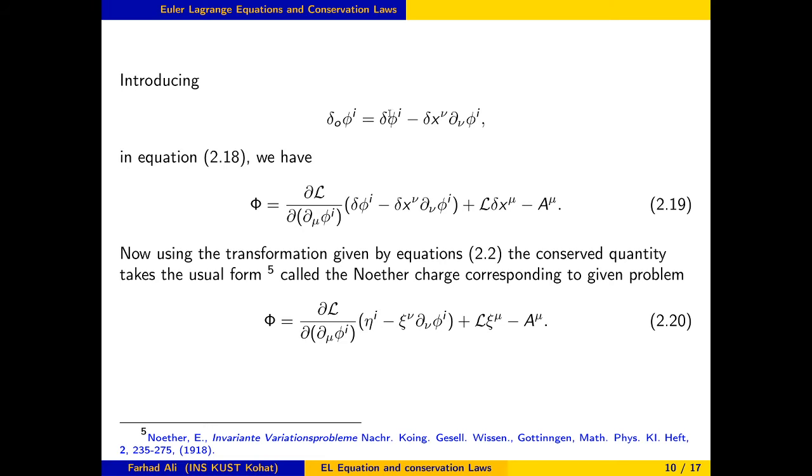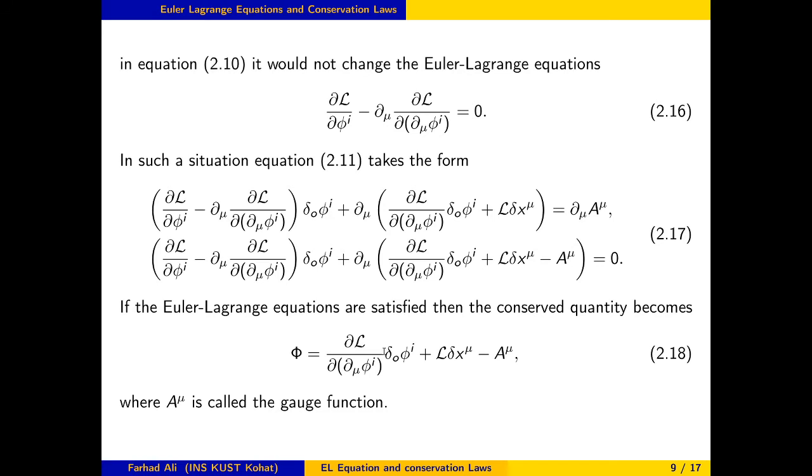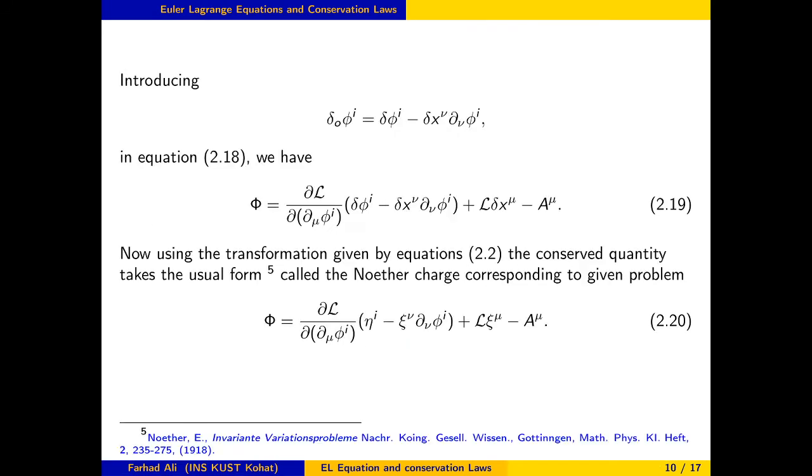So put this identity into the previous equation, this one over here. We get this equation. This is the conservation law, a new form of the conservation law, but it is also not very well known. What is delta phi? Delta phi I is eta I. It is given in the Noether variation equation given at the start. We will see it again.